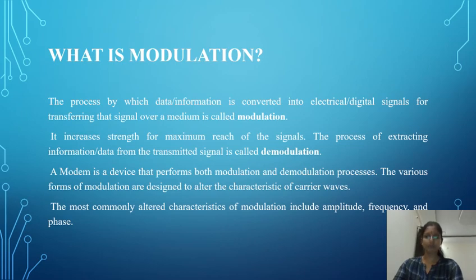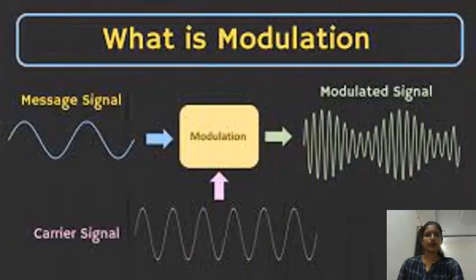The various forms of modulation are designed to alter the characteristics of carrier waves. The most commonly altered characteristics of modulation include amplitude, frequency, and phase modulations. Then next, what is the actual process of modulation? How does it go on? So here we have two signals, that is message signal and carrier signal, both together form a modulated signal, and this process is called as modulation. So m of t, c of t forms a modulated signal.